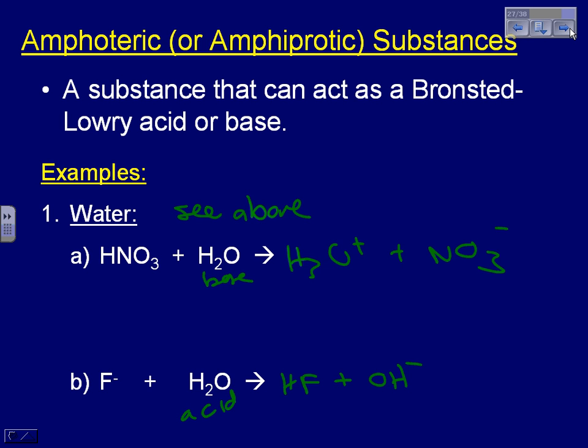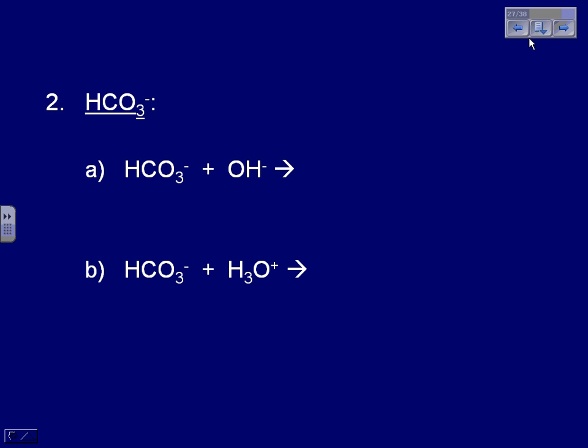Okay? Let's talk about one other important amphiprotic or amphoteric substance. The bicarbonate ion. All right? And the bicarbonate ion can come from sodium bicarbonate, NaHCO3. And when it dissociates, I get Na plus and HCO3 minus. And sodium bicarbonate is also known as baking soda.